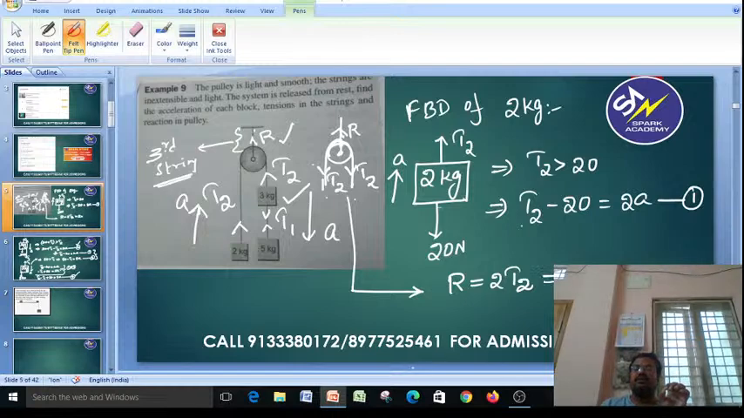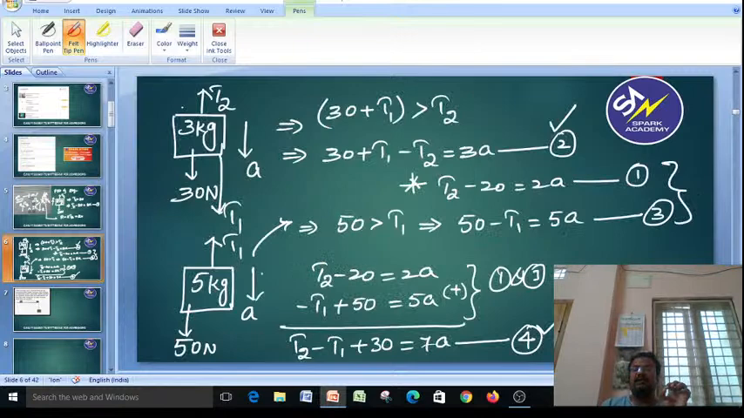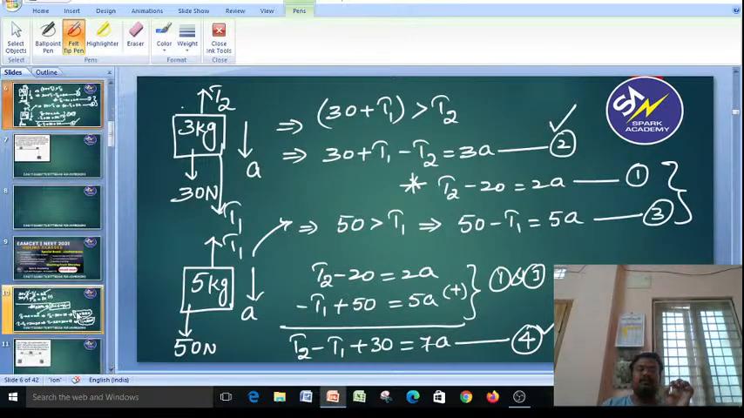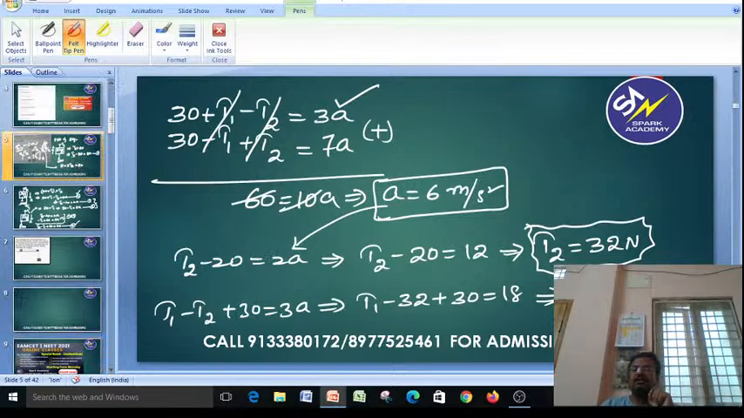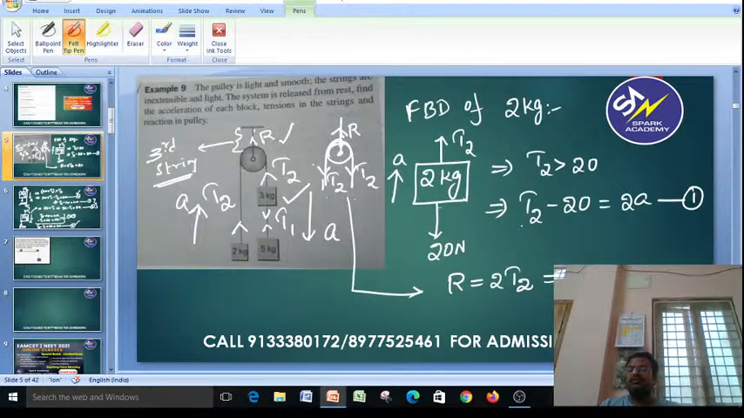So 2 into T2 value, what did I get here? T2 is nothing but, sorry, how much did I get for T2? T2 is nothing but 32. Let us take 32 here. So 2 times 32 is equal to 64 Newton, which is the reaction in the string. Like this, you have to solve the problem.